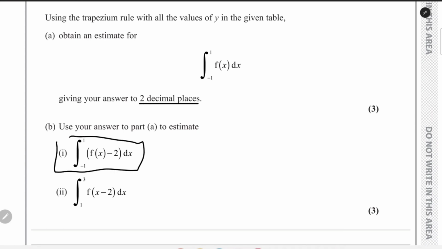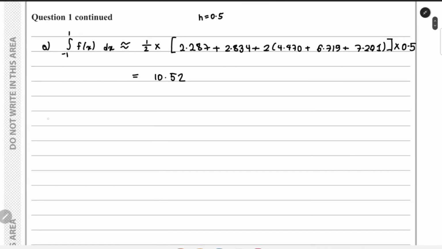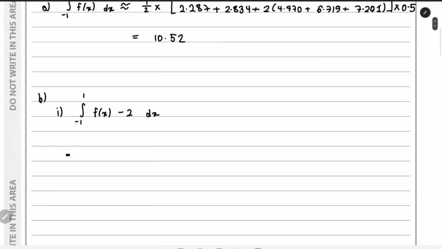Now in part B1, we need to find, using our answer to part A, the integration from 1 to minus 1 of f of x minus 2. We need the integration from minus 1 to 1 of f of x minus 2 dx. We can break this down into the integral from minus 1 to 1 of f of x dx minus the integral from minus 1 to 1 of 2 dx. The first we find from our estimate, which is 10.52.